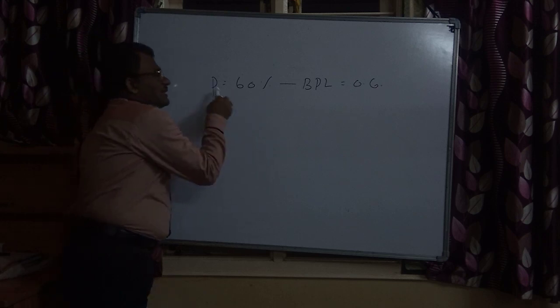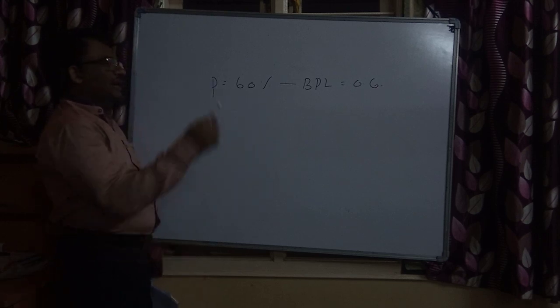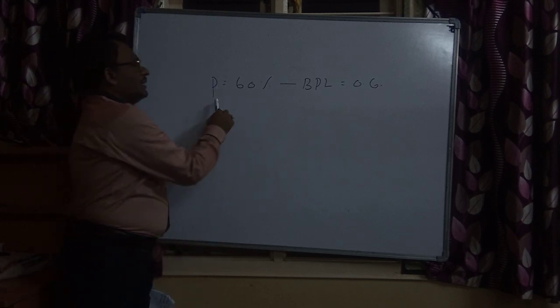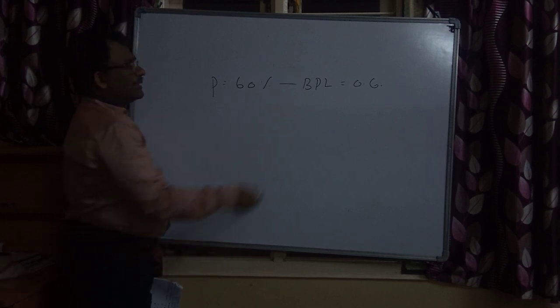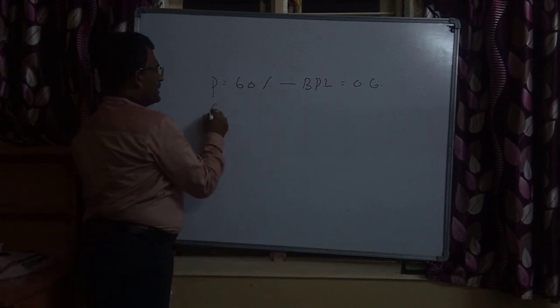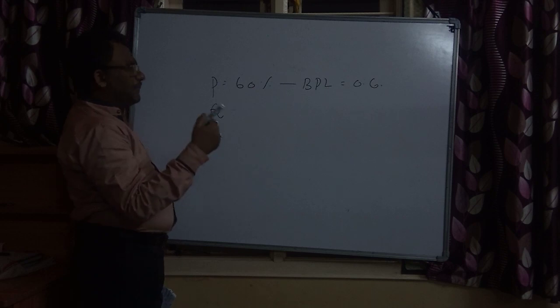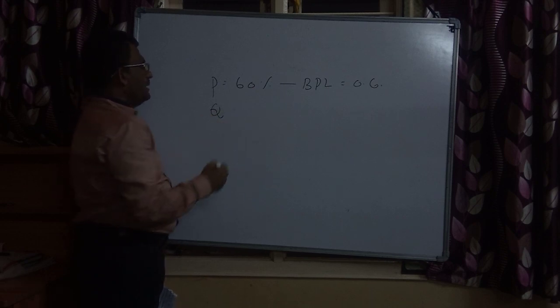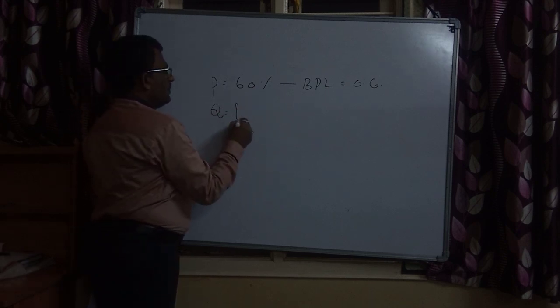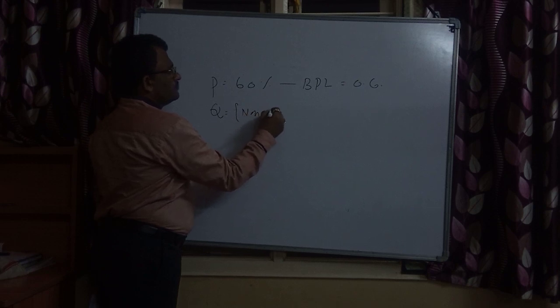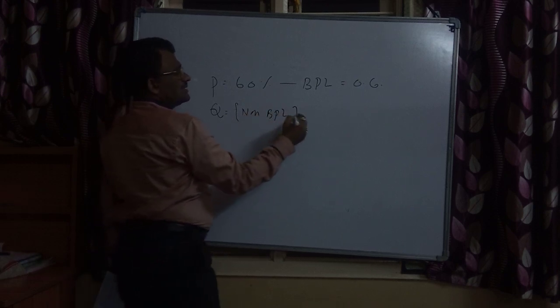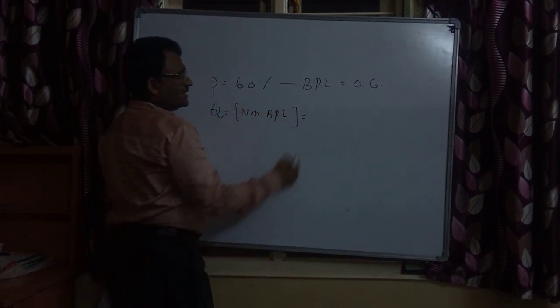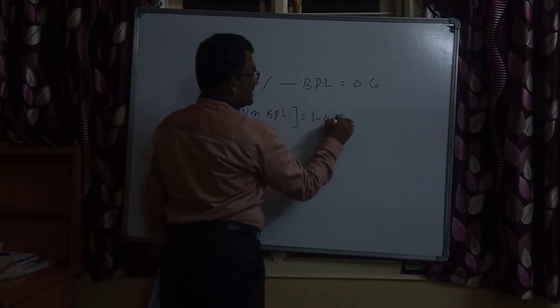Let me take this as the probability of randomly expecting a BPL card holder is 0.6. At the same time, Q, that is non-BPL, maybe you can take it as APL. Now I can say this is non-BPL. This is equal to 1 minus 0.6, and this is equal to 0.4.